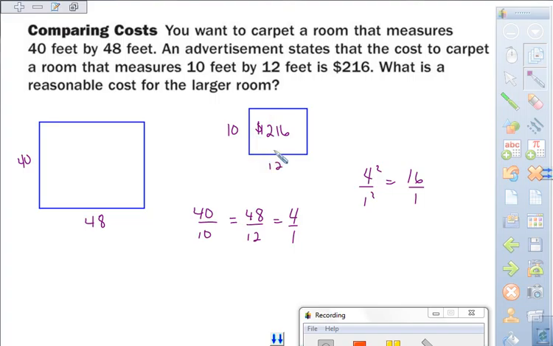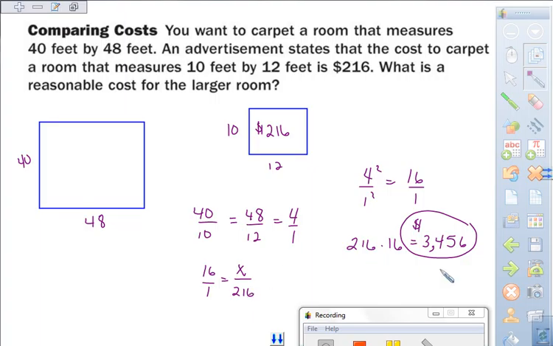Now to get the cost of the rug, we wouldn't multiply by 4, we would multiply by 16. So we could just take 216 times 16, and that gives us $3,456 for the rug. Otherwise, you could set this up as a proportion. 16 to 1 is equivalent to x over 216, and it's the same process as what we did over here.